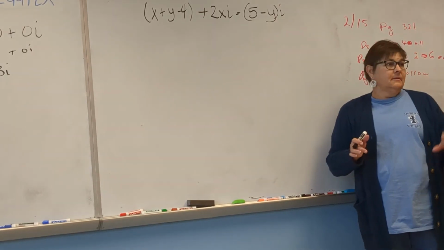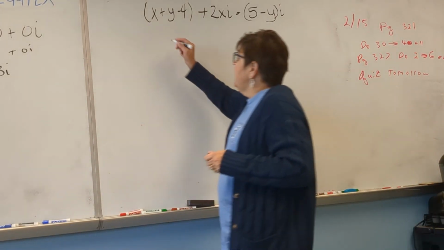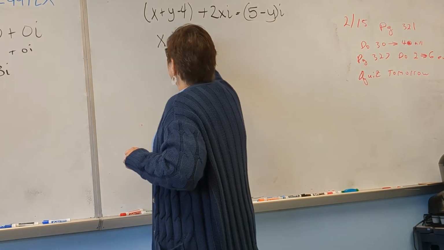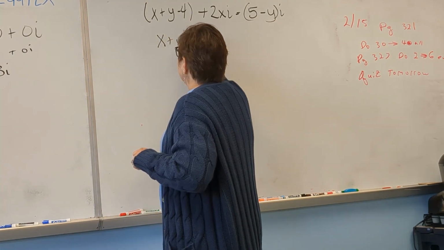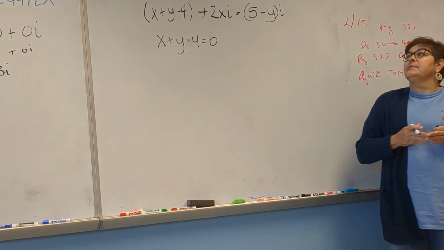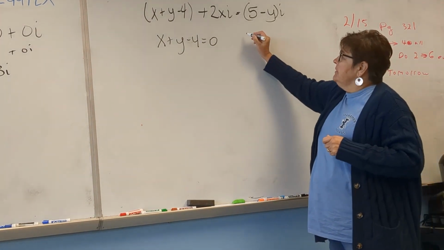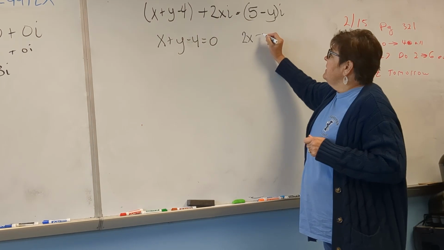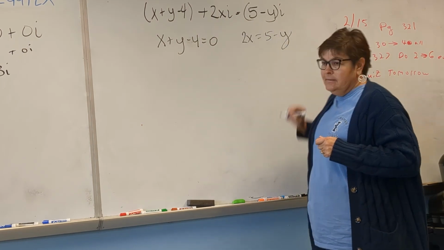How many reals do I have on the right-hand side? I have 0 of them, right? So I have x plus y minus 4 is 0. And then what's my imaginary part equal to? So I have 2x equals 5 minus y.